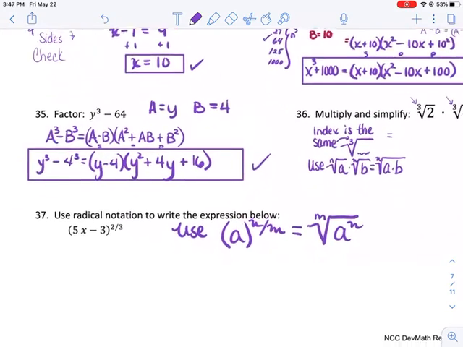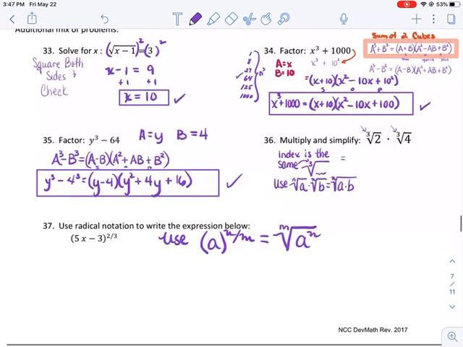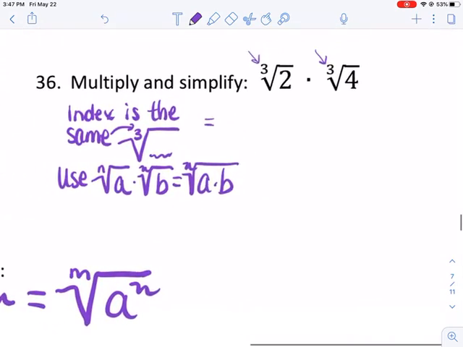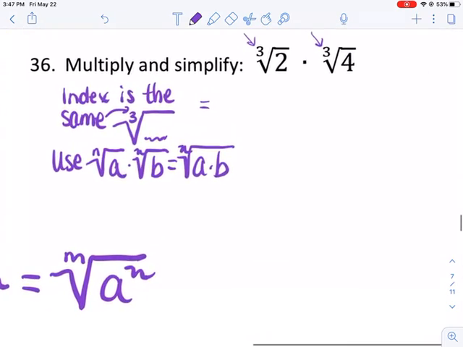Okay, and we have one more down here, 36. I'll do 36 and 37. It's a prime number, 37.